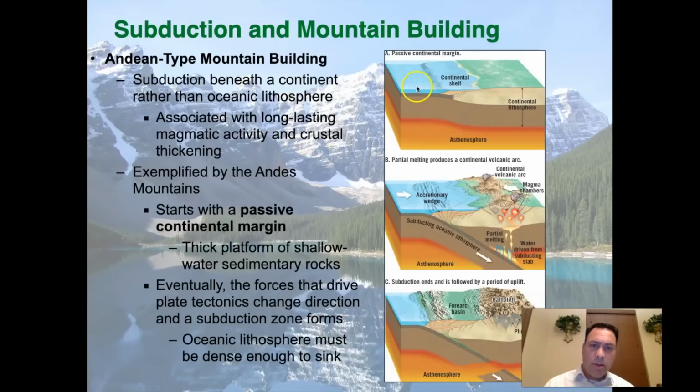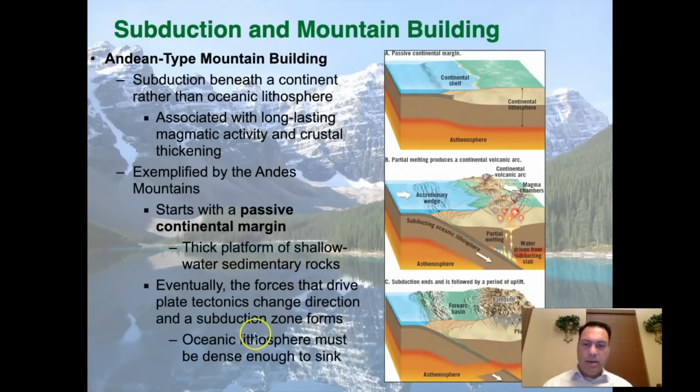If we start with the original phase here, we've got continental lithosphere. Very, very thick crust. It extends all the way down to the asthenosphere. And here's that very, very thin oceanic crust. This is actually drawn to scale. And on top of it is a continental shelf right along the edge here. So that's our passive continental margin setup that we've been discussing since pretty much the beginning of class. And it forms this thick platform of shallow water sedimentary rocks.